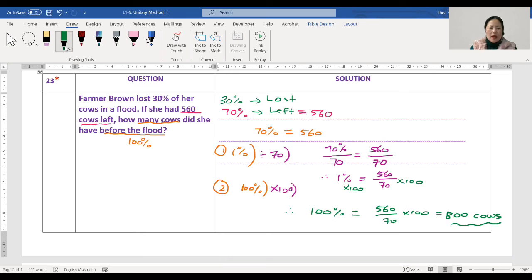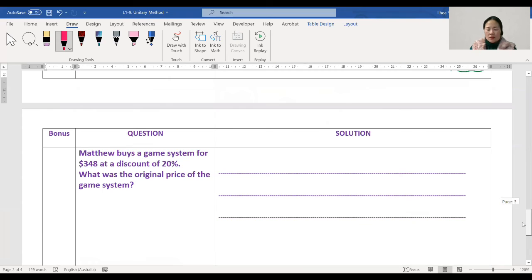But just in case I made a mistake or something, I want to check. So I want to know that 70% of 800 will be 560. So 70 divided by 100 times by 800. And if you put that in your calculator, you will get 560 cows. So that is correct.